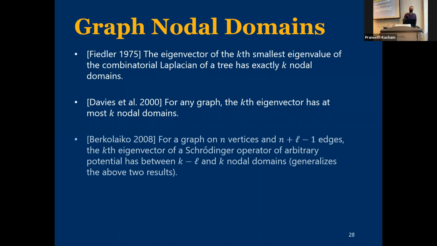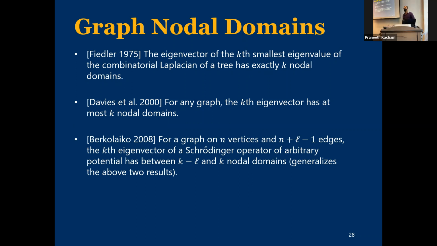Then Dirk-Helayko generalized these results by saying that if I have a graph and I know that it's close to tree-like, so what you should just take away is that if I'm L edges away from being tree-like, and then a Schrodinger operator, that's just a generalization of the Laplacian, so you can just think about the Laplacian again, the kth eigenvector now has between k minus L and k nodal domains.